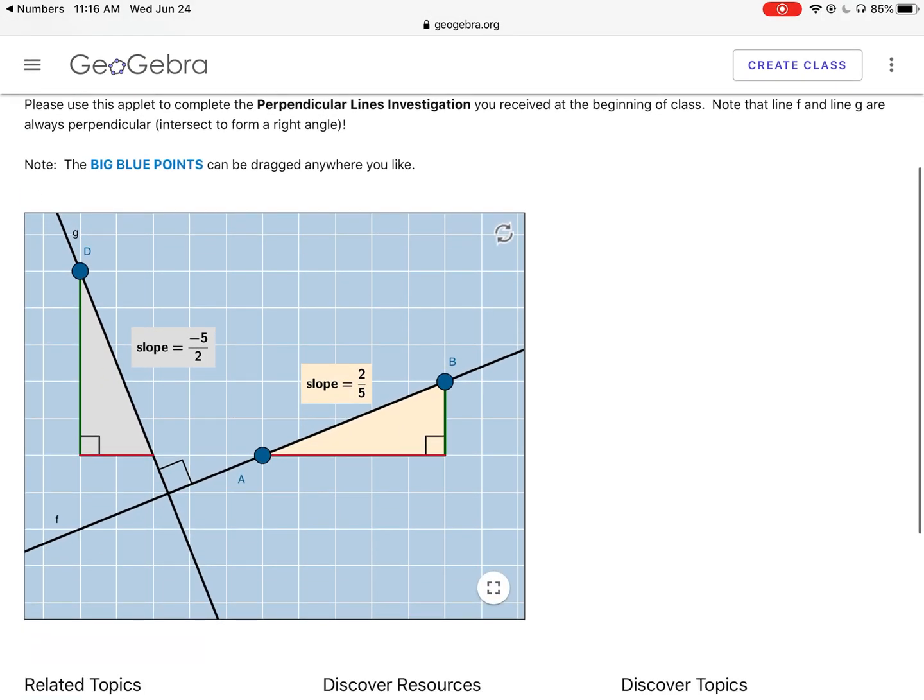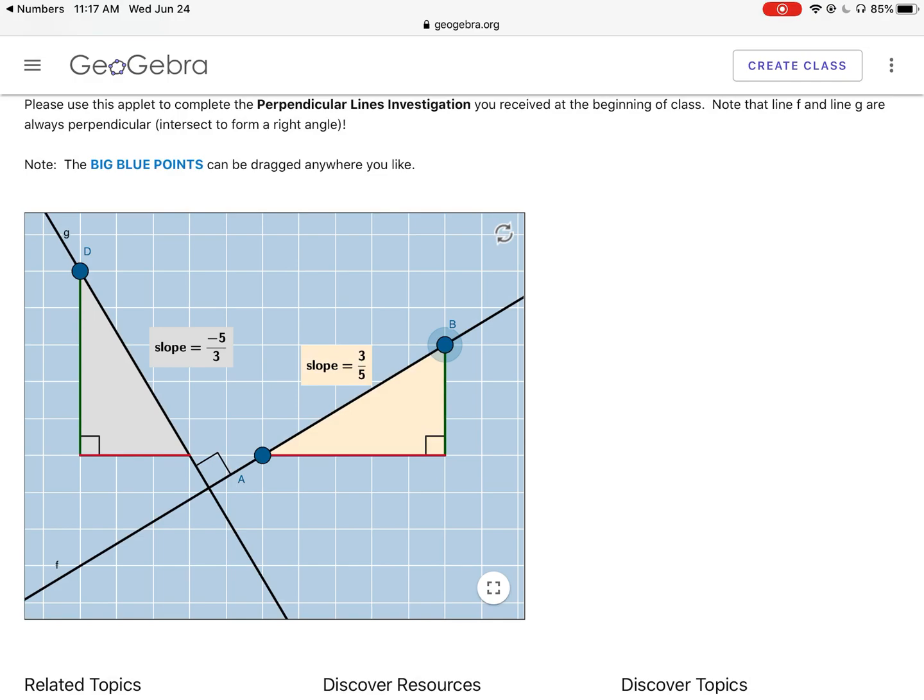All right, so here we have lines G and F. They are perpendicular. Notice they are intersecting to form a right angle there. And you have the slope triangles for each of these lines. Line G slope right now is -5/2, and line F's slope is 2/5. Now I can play around with points A and B that are defining line F, and as I adjust those, it's going to adjust line G as well to keep the two lines perpendicular to each other. So we want to make some observations about the slopes as they change.